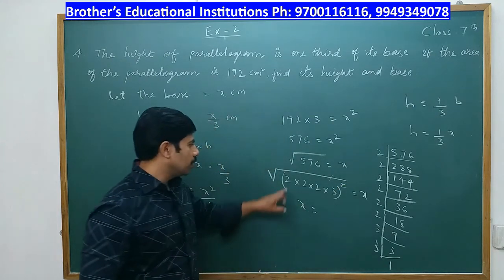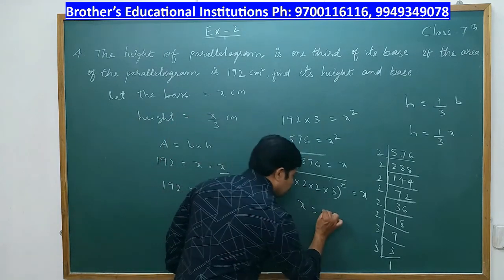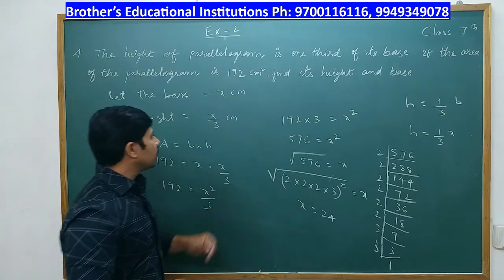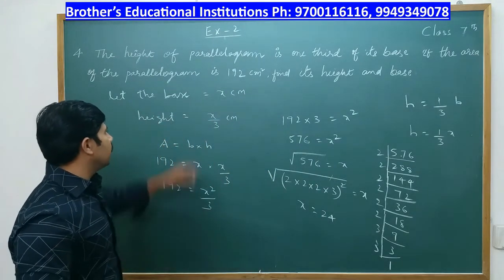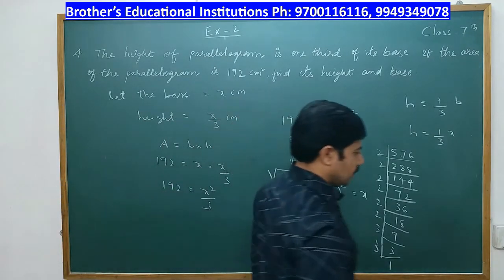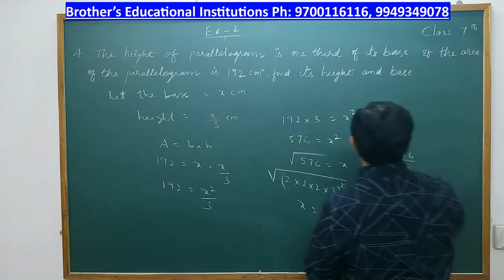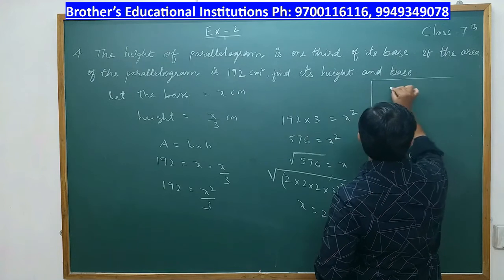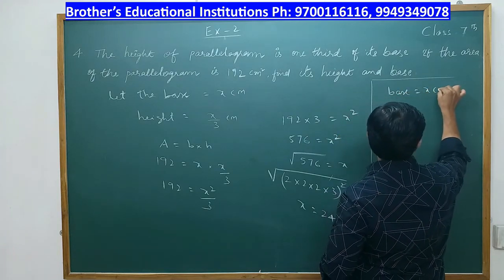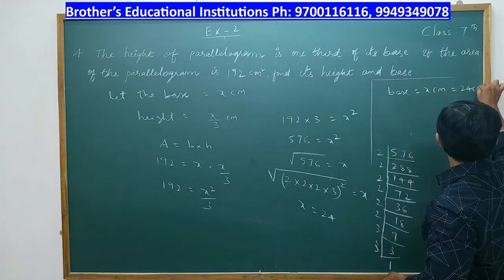That means multiply. 2 2s are 4, 4 2s are 8, 8 3s are 24. So what is the value of x we got? 24. After getting 24, we'll find out the base and height. Now what is the base? Base is nothing but x centimeters. So the value of x we got is 24 centimeters, which is the base.